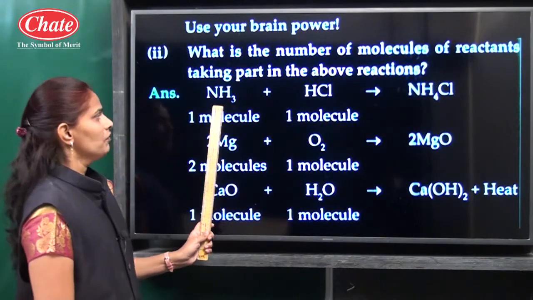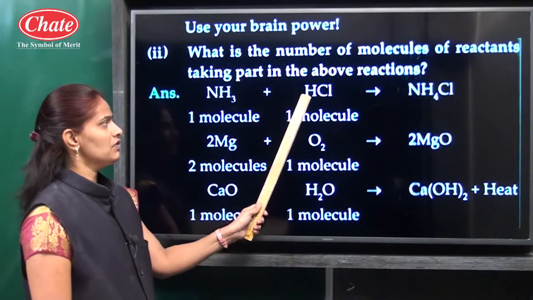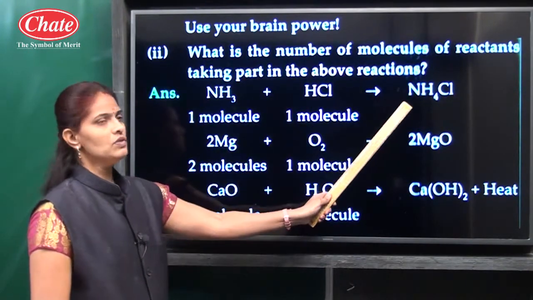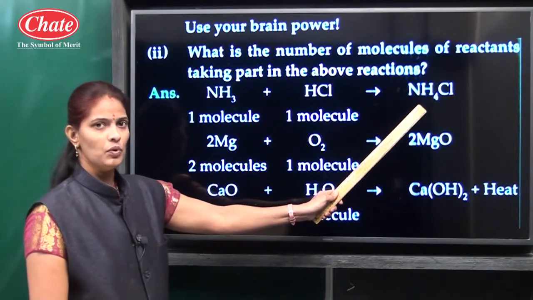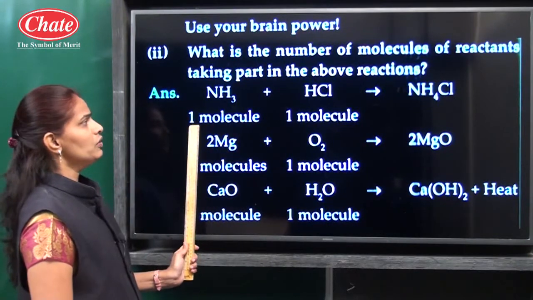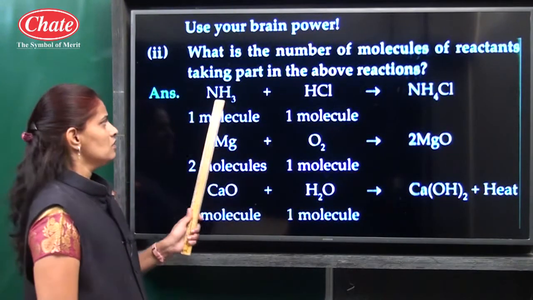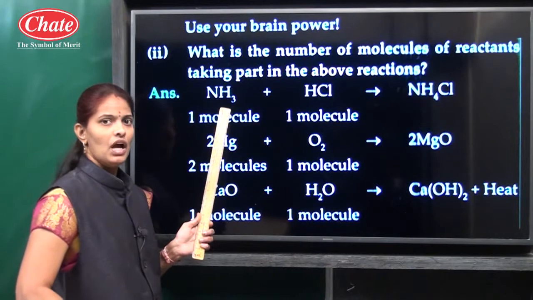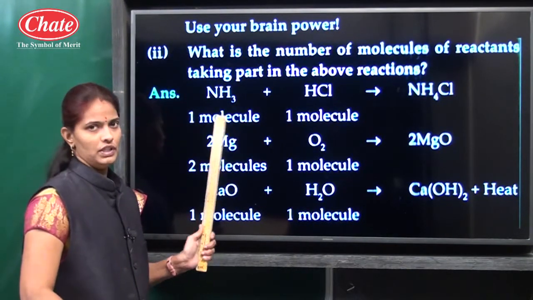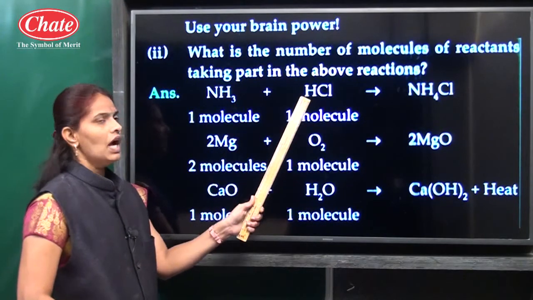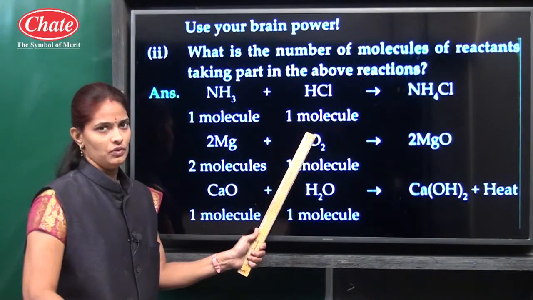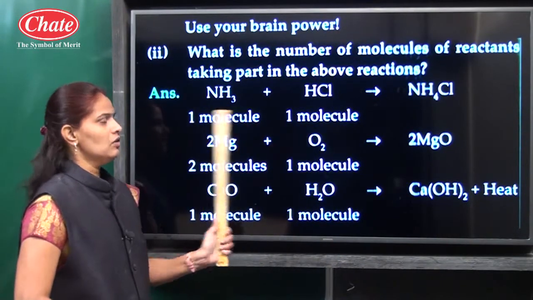So see here, first reaction is ammonia reacts with hydrochloric acid, that is NH3 plus HCl, it gives NH4Cl, that is ammonium chloride. It is a combination reaction and you have to write the number of molecules of reactants. So first here ammonia is the reactant, it has only one molecule. Hydrochloric acid, the second reactant, also has one molecule. So the answer is 1.